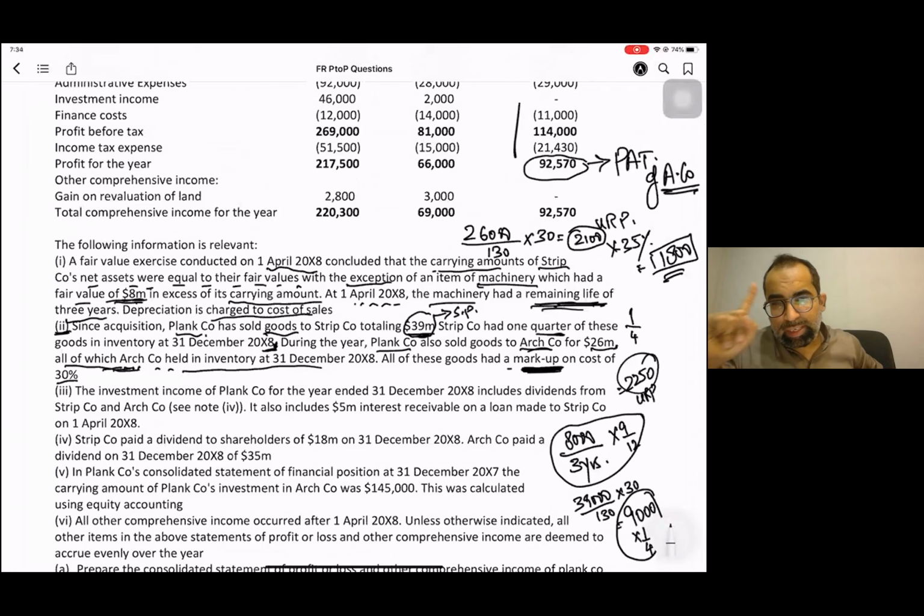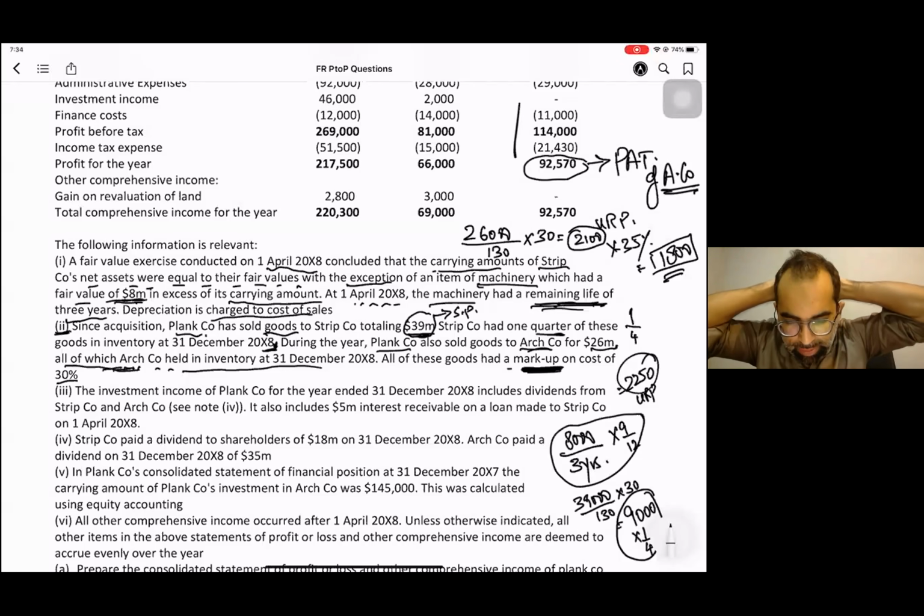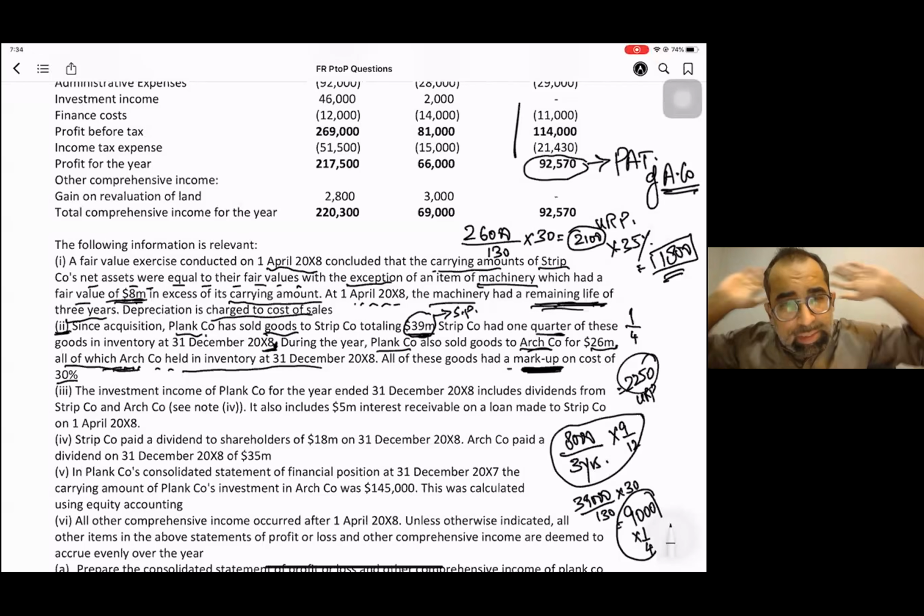One step. In the income statement, either it is P to A or A to P. Simply deduct this amount of 2,100 from associate share of profit.